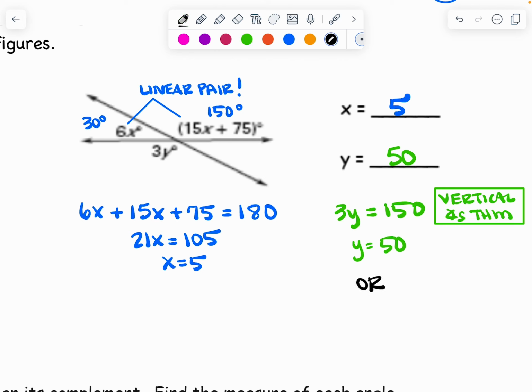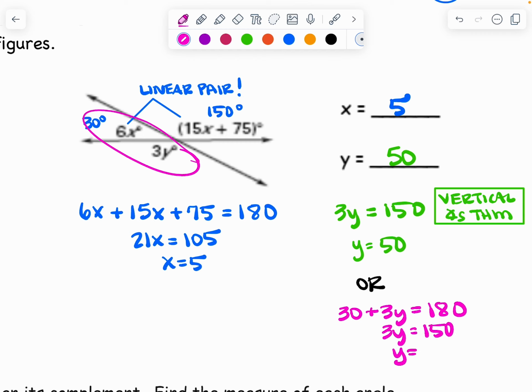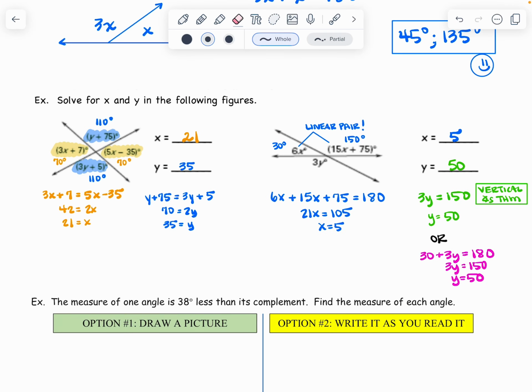Or if you wanted to, you could use the linear pair here. Because we already know the 6x is 30, so we could use 30 plus 3y equals 180 and use the linear pairs relationship. And you can see when you solve that, you're automatically going to get right back to 3y equals 150, so y equals 50. So no matter what relationship you use, we're still going to get that y equals 50.